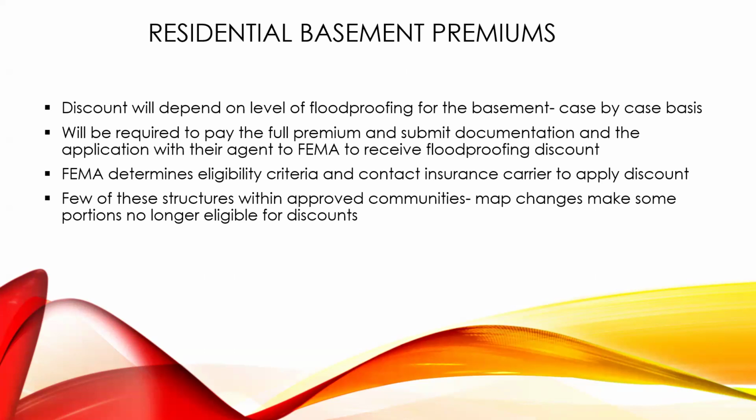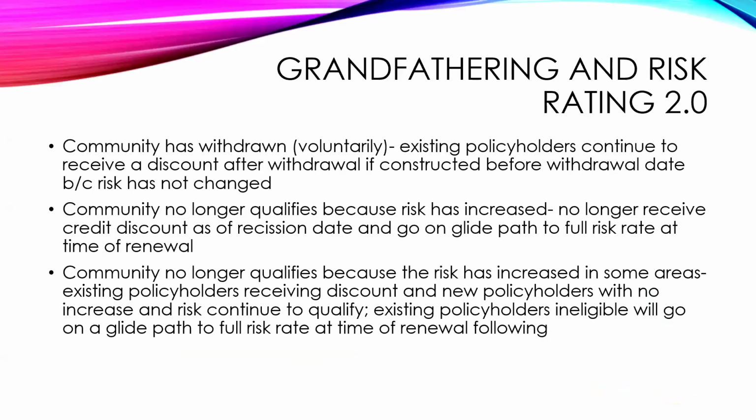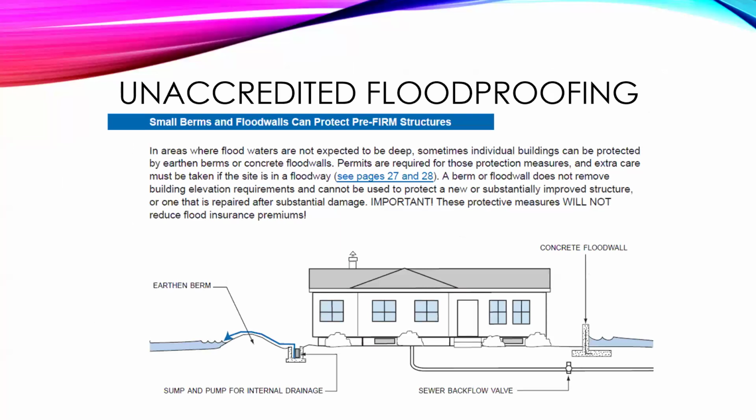And changes to the map can take away the eligibility if a community has withdrawn or they no longer qualify for it because their risk has increased. So they are really looking at what the risk is to the structure, and if that's increased, they might not qualify for it. Or if you're just in one area of the community that has now increased risk, you would not continue to qualify for that. There are other types of insurance discounts available though.